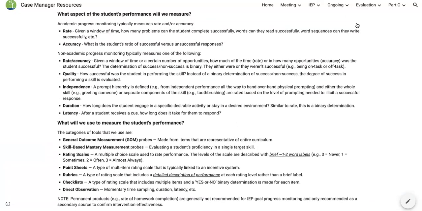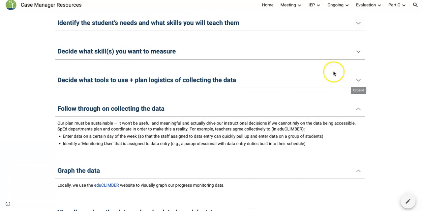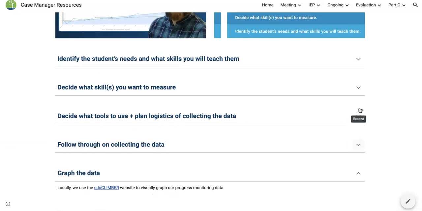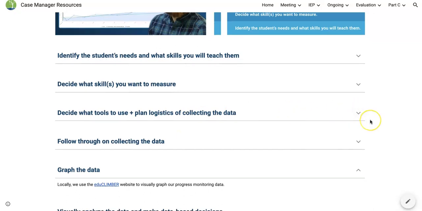So just want to highlight again, spoiler alert, there is a short quiz. What are the main things that you need to think about before you write a goal? Identifying the needs, figuring out what skills you want to measure, what tools you are planning on using, and what the logistics are of collecting the data.